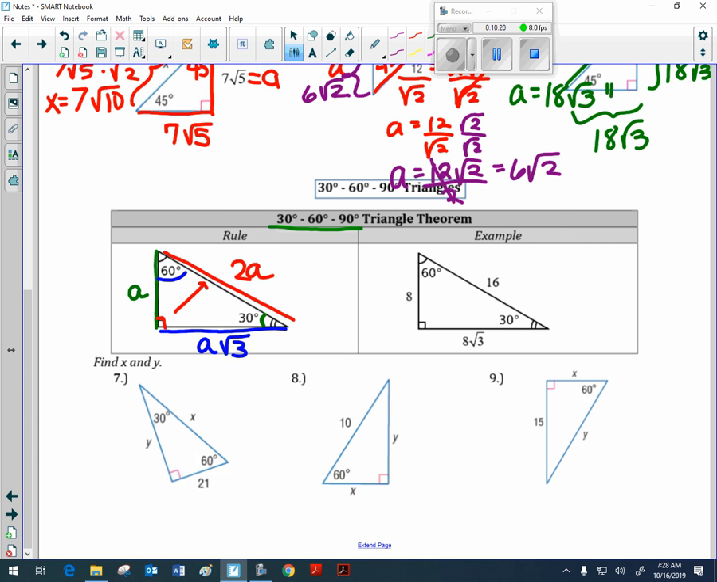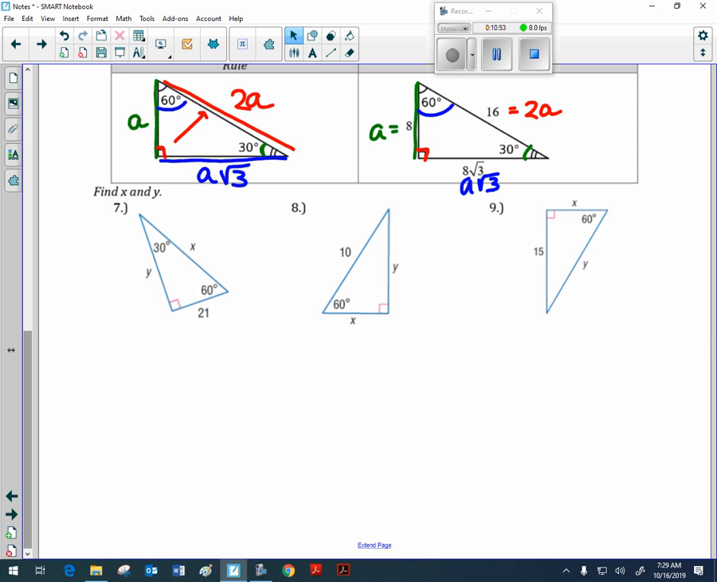In the example problem, across from the 30-degree angle is your side of A. So they're telling us A is 8. Across from our 90-degree angle is 2A, and they're telling us that's 16. That makes sense because it's 2 times 8. And then across from our 60-degree angle is our A radical 3 side, which makes sense because if A is 8, then this side has to be 8 radical 3. So let's take a look at a couple more examples on this.